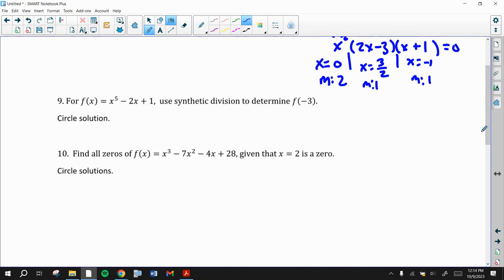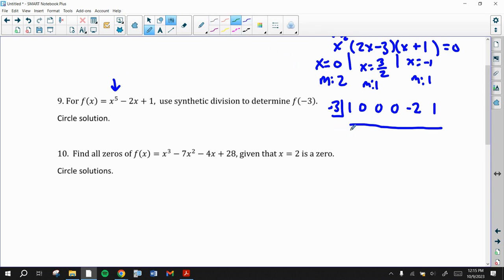Next one, use synthetic division to determine what f of -3 is for this function. That's just running -3 through synthetically, and the remainder is what f of -3 is. So I'm missing a lot of terms. I'm missing x to the fourth, missing an x to the third. I'm missing x squared. I have x and that 1. So 1, 2, 3, 4, 5, 6 numbers up there, degree of 5. So I have enough here.